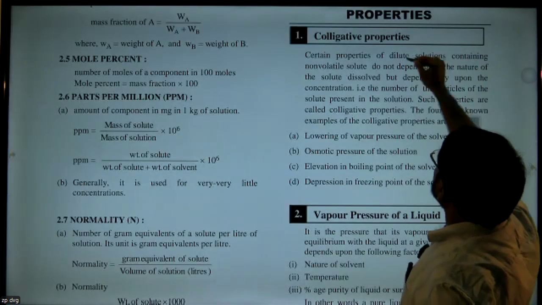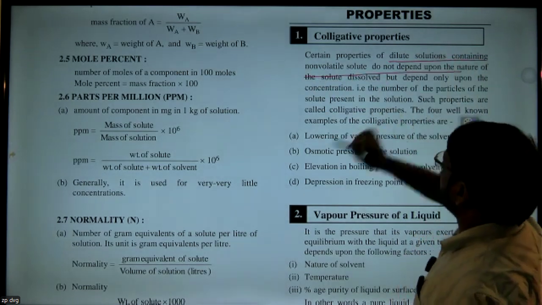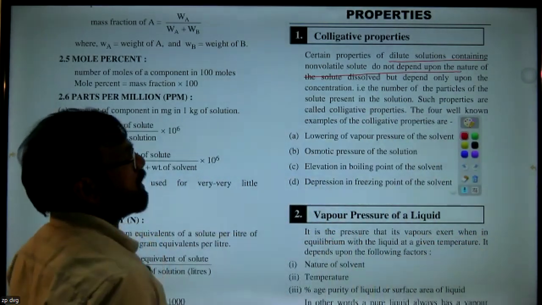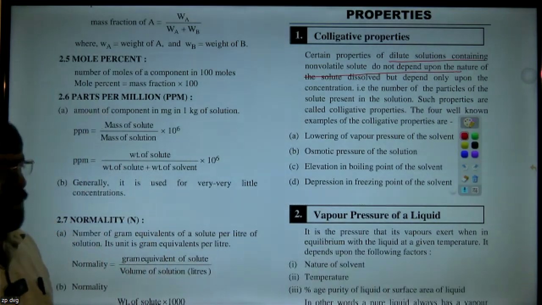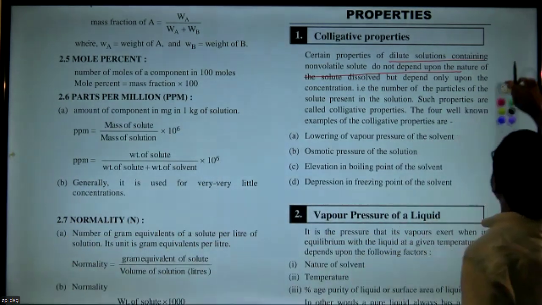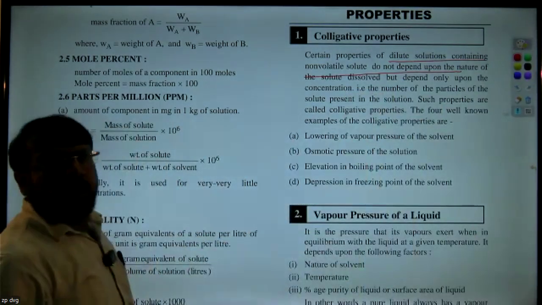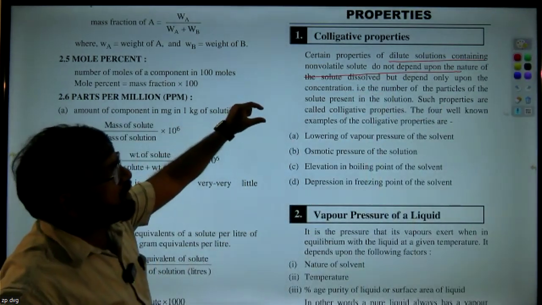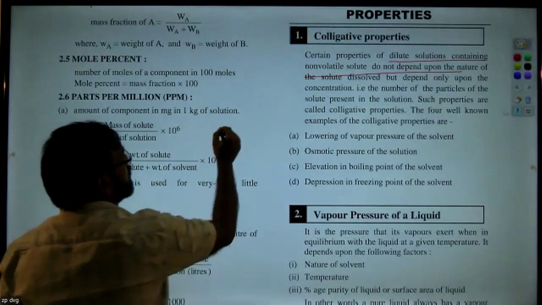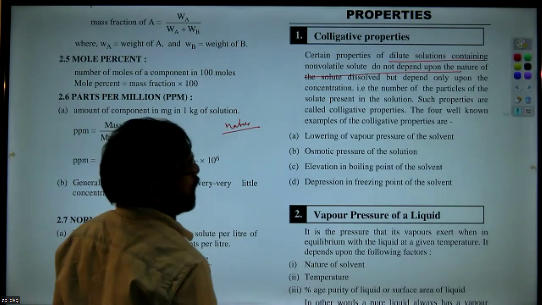So certain properties of a dilute solution containing a non-volatile solute do not depend on the nature of the solute. They depend only on the number of particles. Those types of properties are known as colligative properties. What are colligative properties? Properties of the system that depend only on the number of particles and do not depend on the nature of the solute particles are called colligative properties.